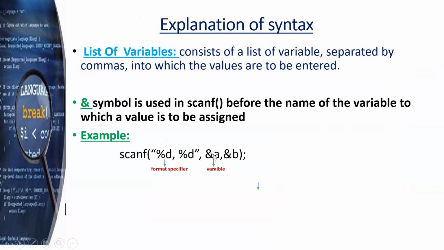The first format specifier gets the value of the first variable, and the second format specifier gets the value of the second variable. Okay? And a's value will be assigned here, and the value of b will be assigned over there.